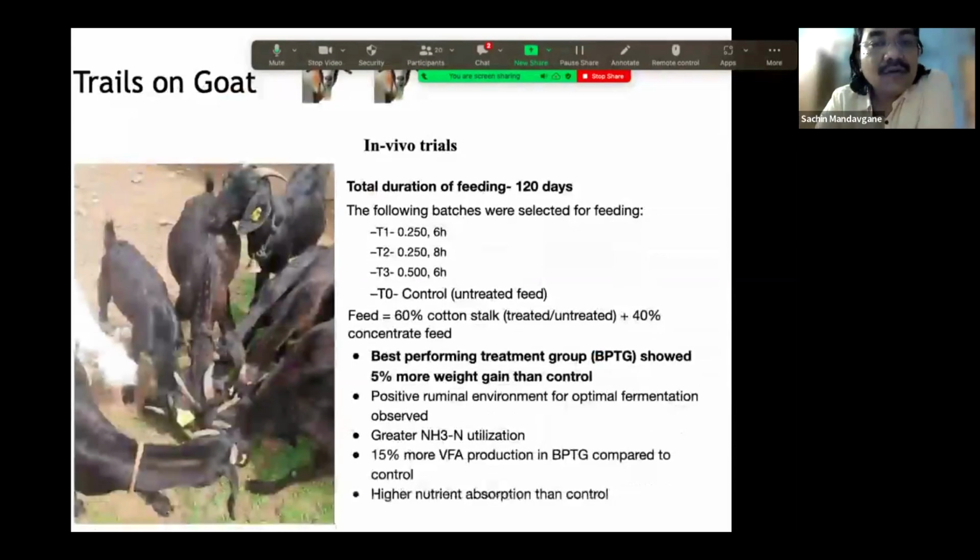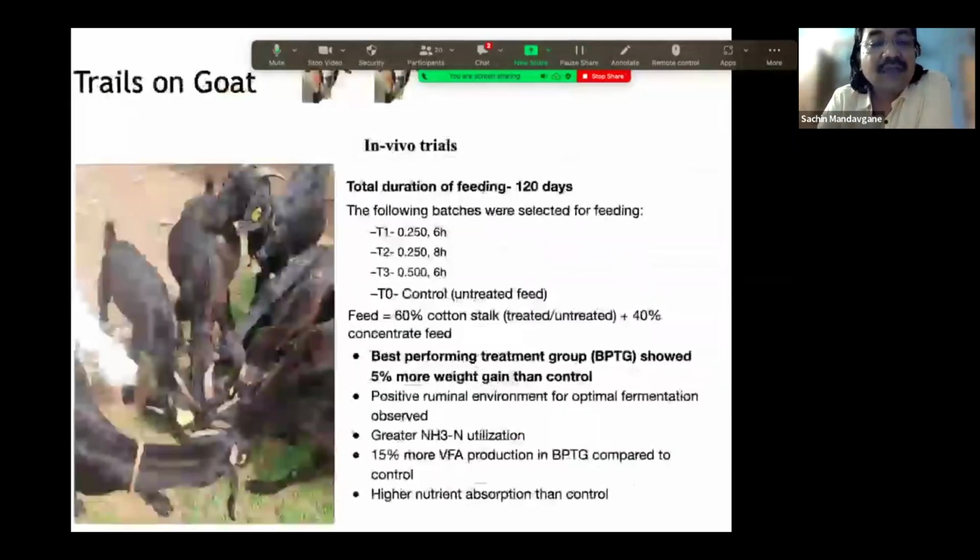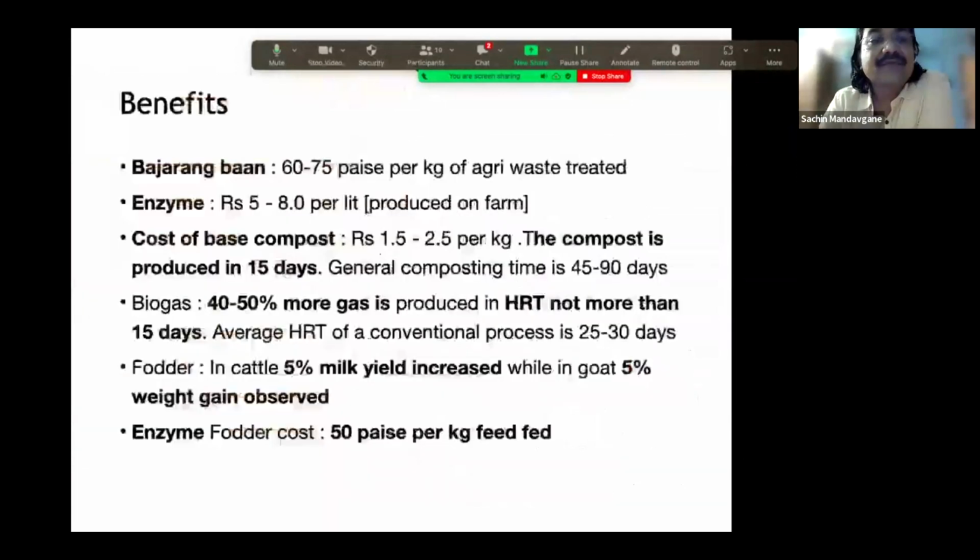We also worked on goats. Maharashtra's veterinary university is in Nagpur, so they did it on a small ruminant like the goat. Here, instead of milk, their objective was an increase in weight. In the case of cattle, we fed enzyme treated paddy straw. Here we fed enzyme treated cotton stalk, and we found that there is a weight gain of 5%. Yeah, these are the numbers. So the numbers are as follows.